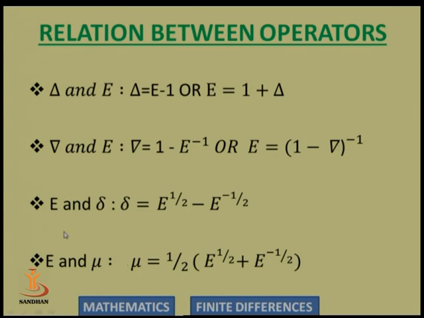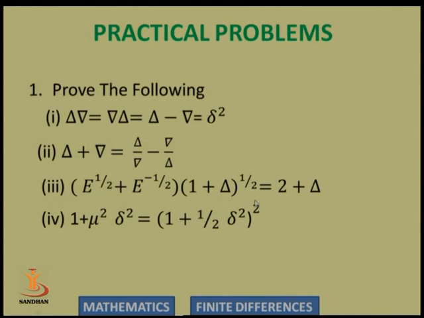In the same way, the relation between the shift operator and the central operator delta is delta equals E raised to half minus E raised to minus half. And lastly, the relation between the shift operator and the averaging operator mu is mu equals half of E raised to half plus E raised to minus half. So now we will see how these relations are helpful to us to prove or to solve different results. We have a few questions to be solved. Out of these, let us begin with the very first question.